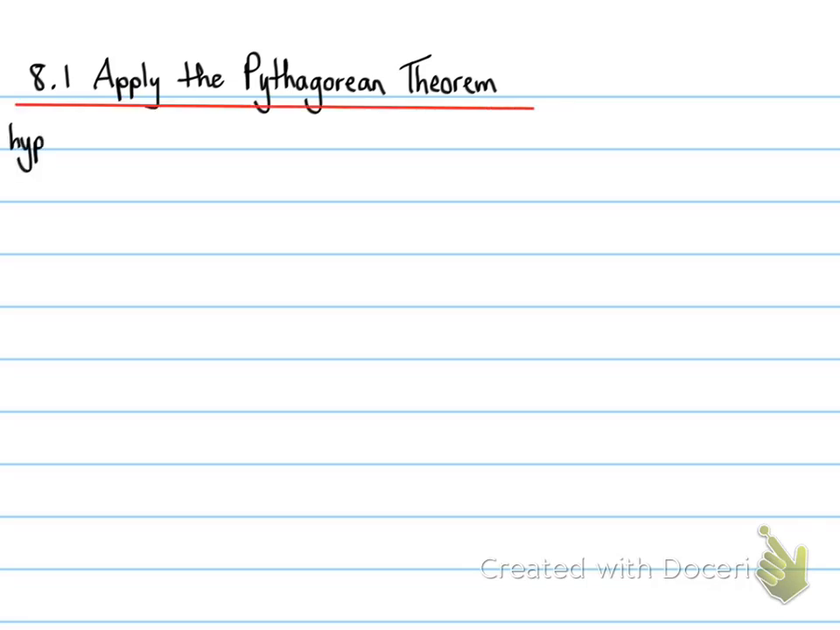Alright, 8.1. Apply the Pythagorean Theorem. So what we're looking at here is how the Pythagorean Theorem is applied. A couple of words we need to identify. For example, hypotenuse. Hypotenuse is the longest side of a right triangle.